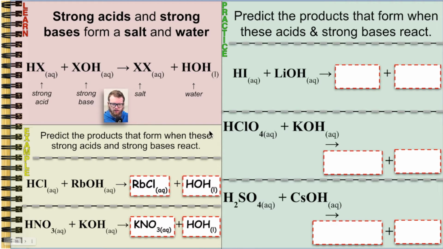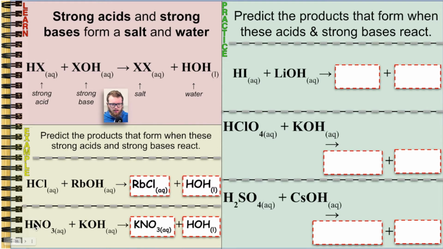So predict the products that form when these strong acids and strong bases react. We have HCl, aqueous, plus RbOH, aqueous. We're going to form water, HOH, so the H from the HCl and the OH from the RbOH will form together. And then what's left over, the Rb and the Cl will form together in a nice double replacement reaction. We also have that happening down here with the HNO3 and the KOH.